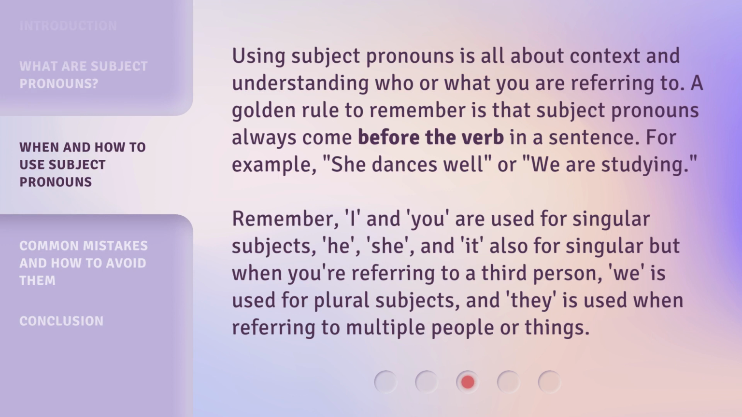Using subject pronouns is all about context and understanding who or what you are referring to. A golden rule to remember is that subject pronouns always come before the verb in a sentence. For example, "She dances well," or "We are studying." Remember, I and you are used for singular subjects. He, she, and it are also for singular, but when you're referring to a third person. We is used for plural subjects, and they is used when referring to multiple people or things.